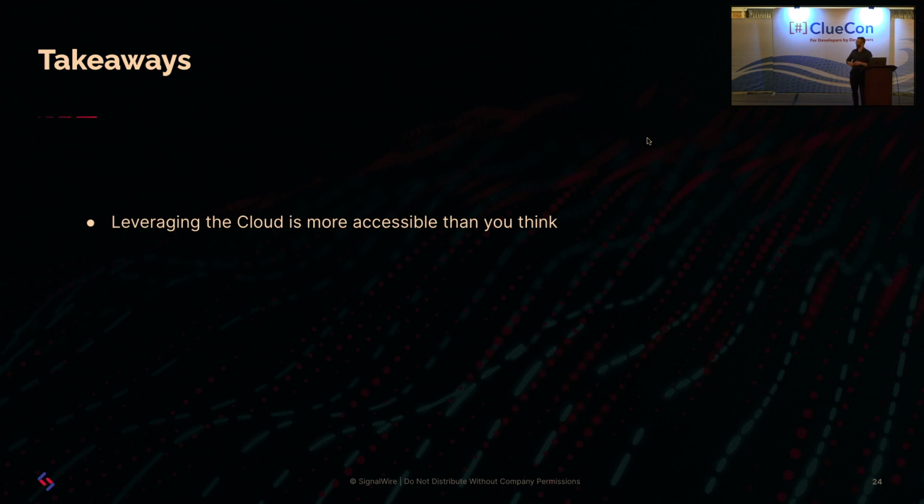But leveraging the cloud is more accessible than you think. Things are at your fingertips. They're very easy. They're very accessible. You don't have to migrate your entire infrastructure. It's not as grandiose as you might think. There's a lot of things and processes in place in order to make it more simple for you. Rather than doing the whole thing at once, you can kind of piece puzzles together.